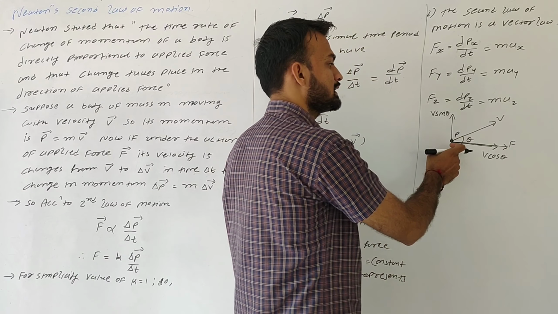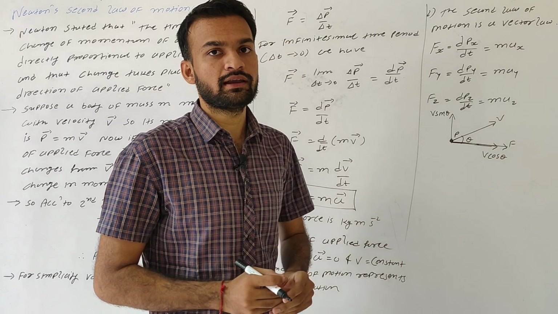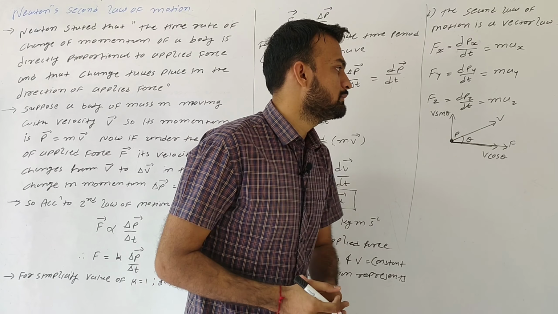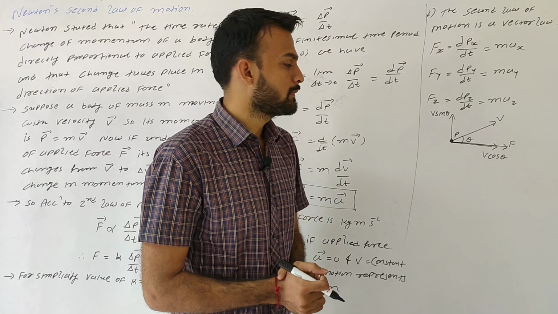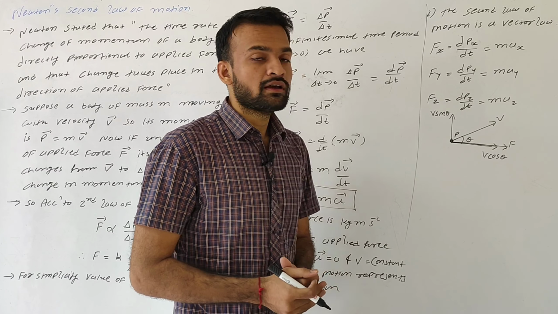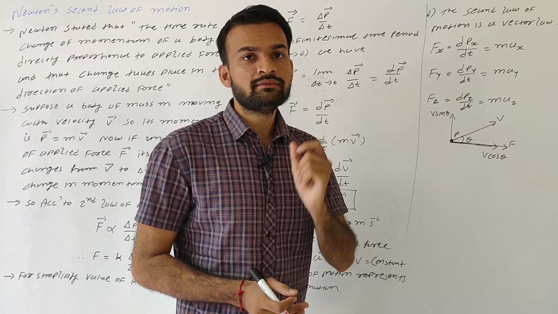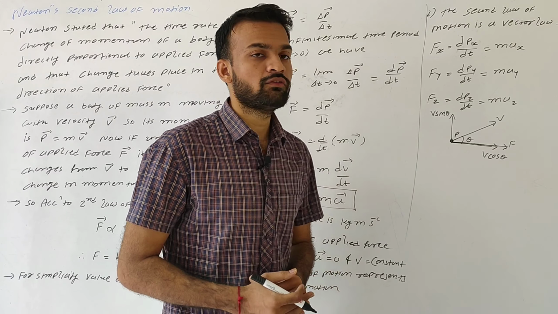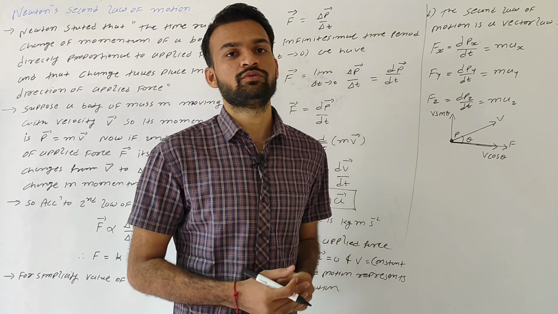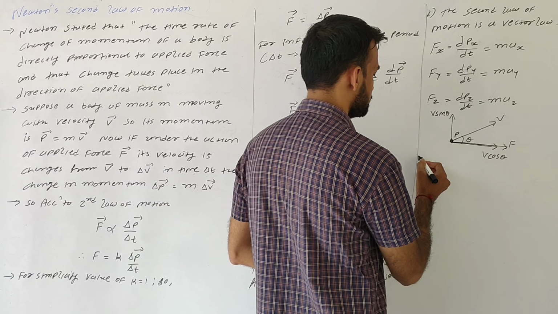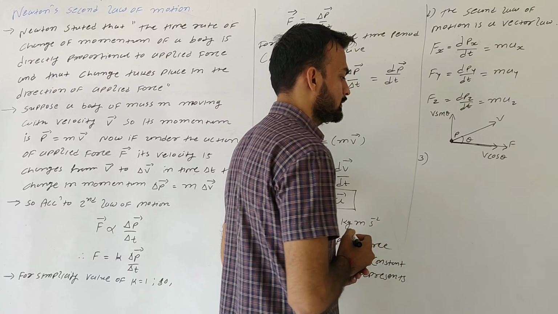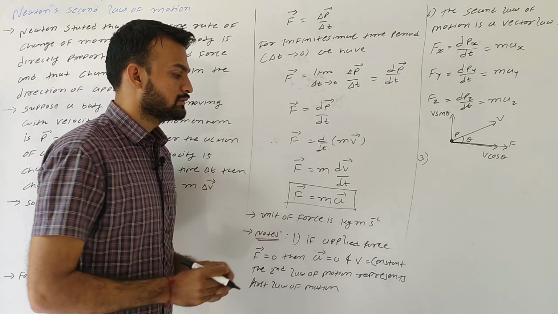So here I can say, you can write the statement like that: if there is an angle between force and velocity, okay, then due to that force a component of velocity which is in the direction of force will only change, the other component of velocity remains as before. Okay, now let's see the third note over here.